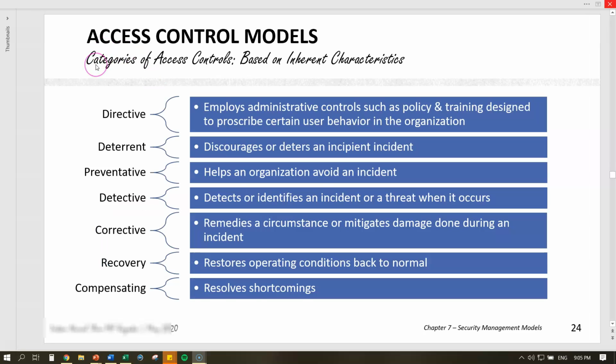Okay, this is the category of access control. Basically, categories of access control boleh terbahagi kepada 3, which is first approach, second approach, and third approach. Yang first approach ni is based on inherent characteristic. It can refer to directive, deterrent, preventative, detective, corrective, recovery, and also compensating.